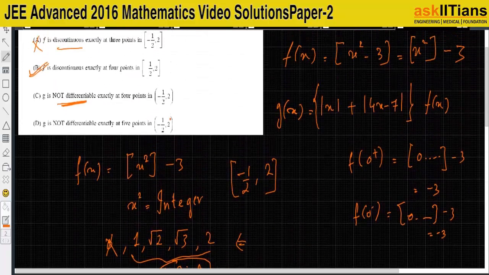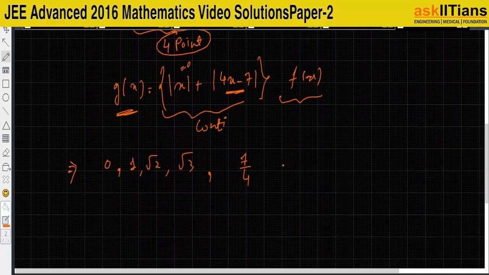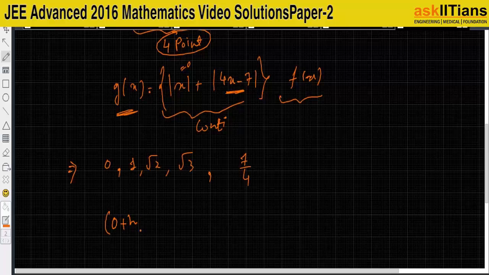Now it's given an open interval, so I need not check at 2. It's not necessary to check at 2 because 2 is anyways not included, so why should I waste my time? So let me check whether this function is derivable or not at x equal to 0. If I check in the neighborhood of 0, that means in this interval 0 plus h and 0 minus h, what will be the value of f(x)?